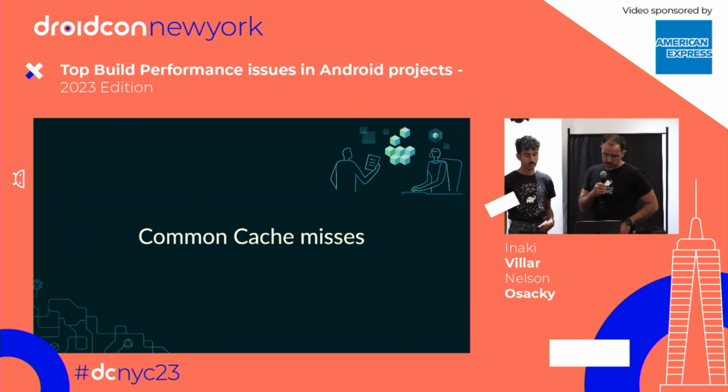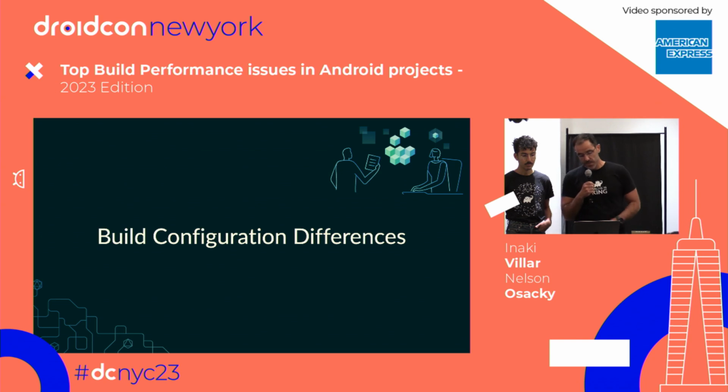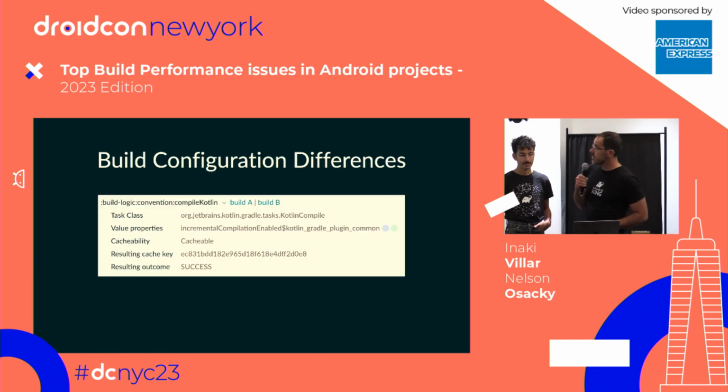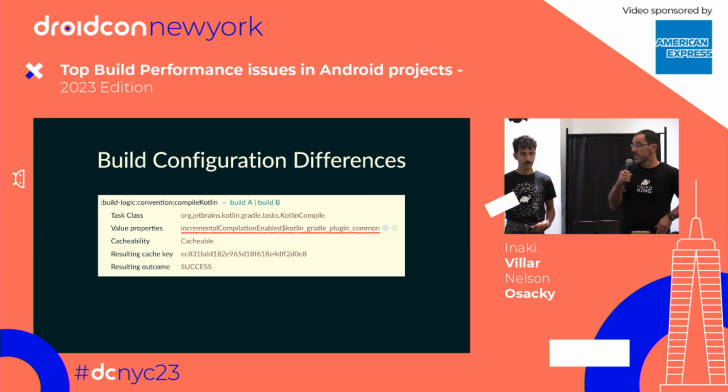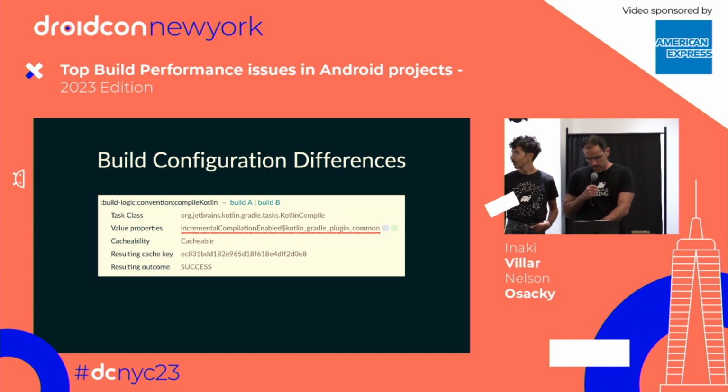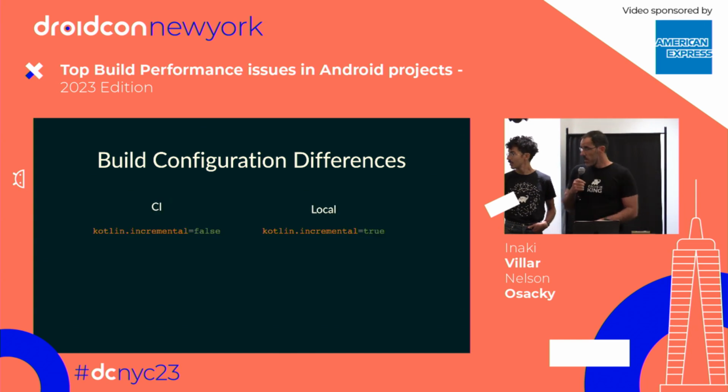Okay, so we are going to cover the common cache misses now, and we are going to start with an easy one, build configuration differences. The idea is that in this build scan comparison, for the Kotlin compile task, we are seeing that we have a value property that is different, the incremental compilation that's enabled. So this problem is quite simple to spot.